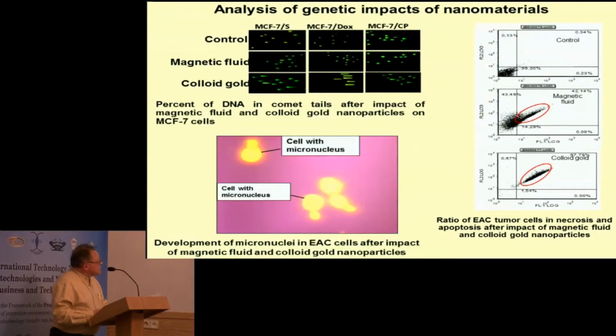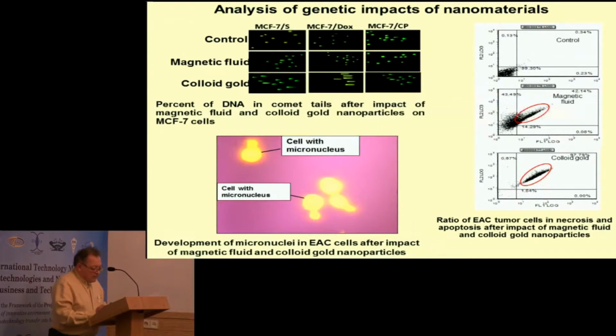Using cytofluorometry, we also studied the impact of nanoparticles and the magnetic field on colloidal gold, both on the cellular cycle and on the number of cells that are in the stage of apoptosis or necrosis. After studying such impacts on the cell cycle, we evaluated the effect of this status on cell membranes.